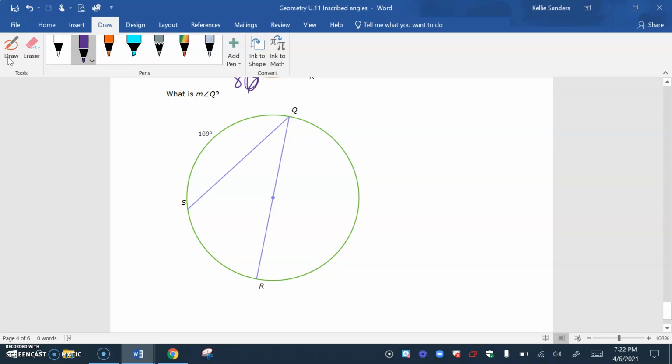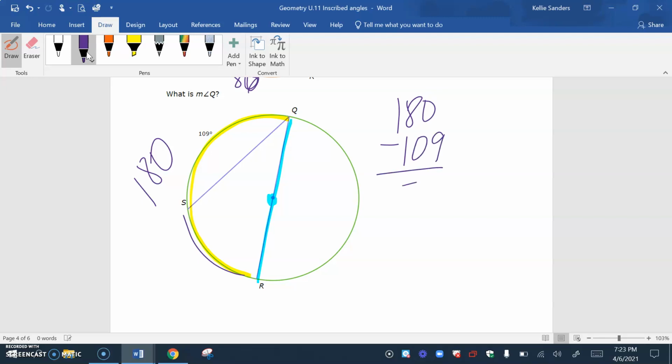Measure angle Q. This is a diameter because it goes through the center of the circle. It shows you because there's a point right there, which means that this is half of a circle, and half of a circle is 180. So all of this is 180. So I'm going to find that. So 180 minus 109 is 71. So this is 71, but I'm looking for angle Q. So we're going to take 71 and divide it by 2 and get 35.5.